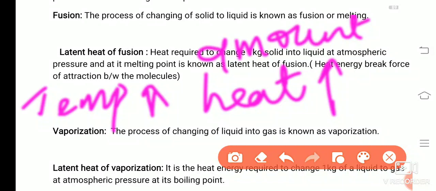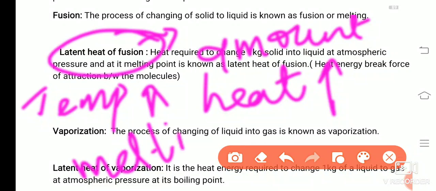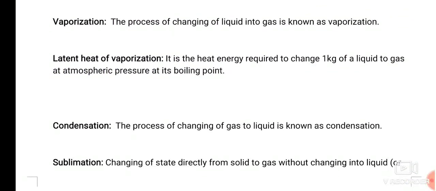How much heat do we have to give? That heat is called latent heat of fusion. Fusion is also known as melting. Remember this, sometimes you will get confused. Whatever amount of heat is required to change 1 kg of solid into liquid is called latent heat of fusion. And the condition applied is at atmospheric pressure. Clear?